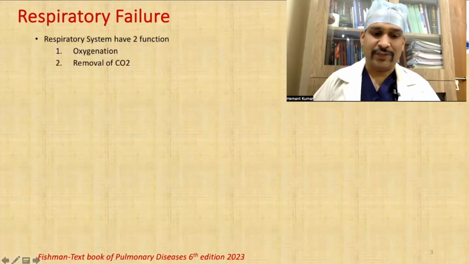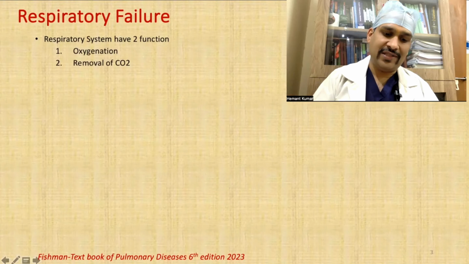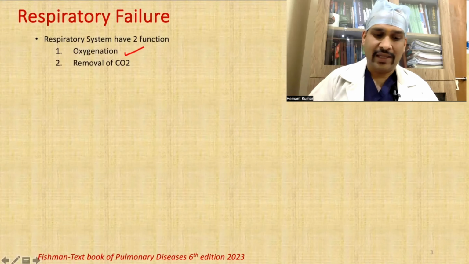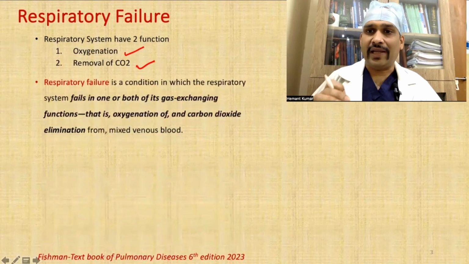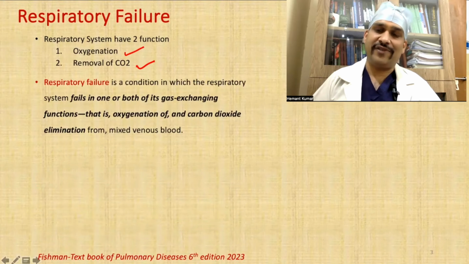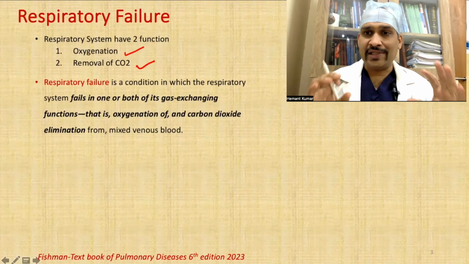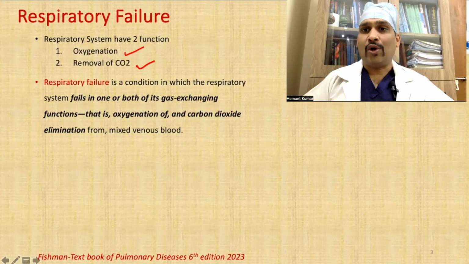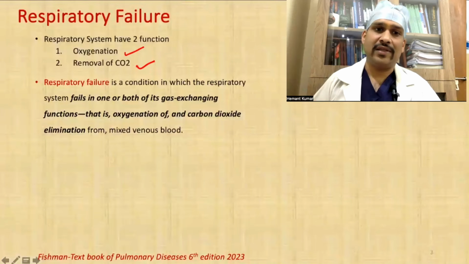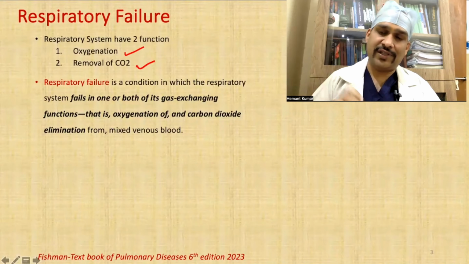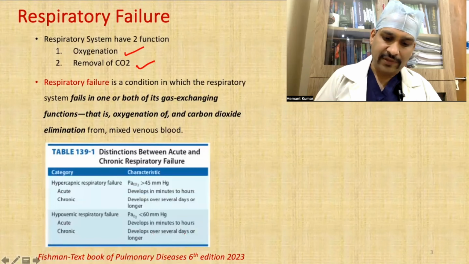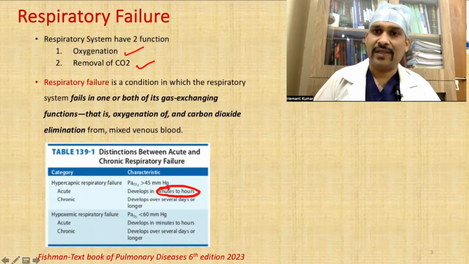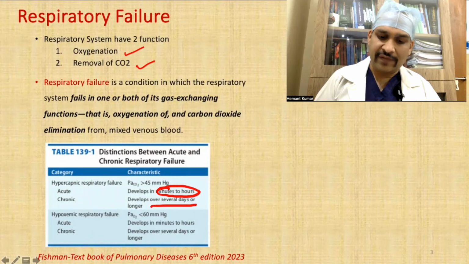As we know, the respiratory system has two main functions. One is oxygenation, from the environment to the lung, and the other is removal of carbon dioxide from the lungs to the environment. Failure of either of these two functions is called respiratory failure, meaning our respiratory system is not able to oxygenate the body tissues or is not able to remove carbon dioxide from mixed venous blood. It may be acute when it develops within minutes to hours, or chronic if it develops over several days or longer.